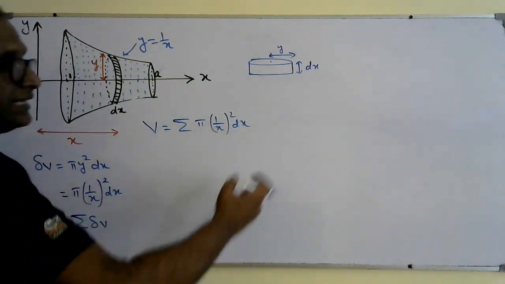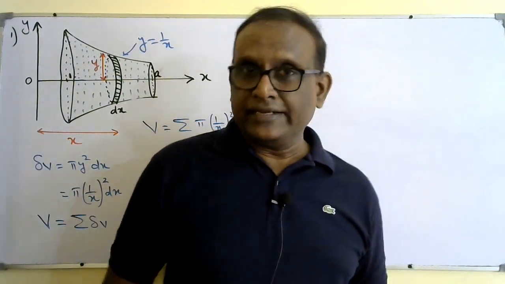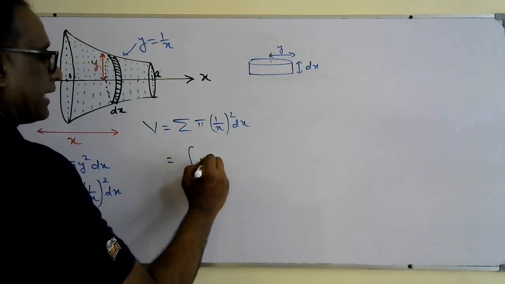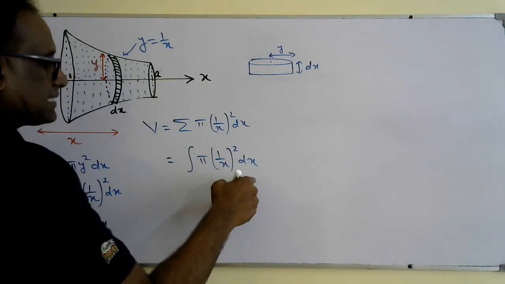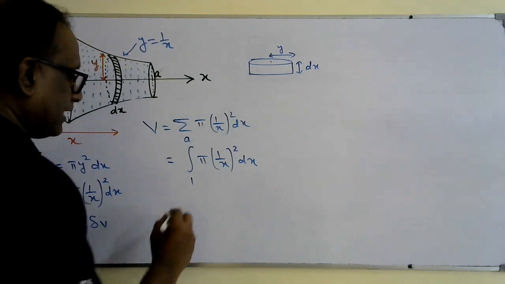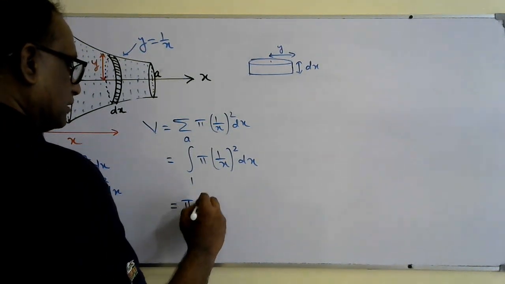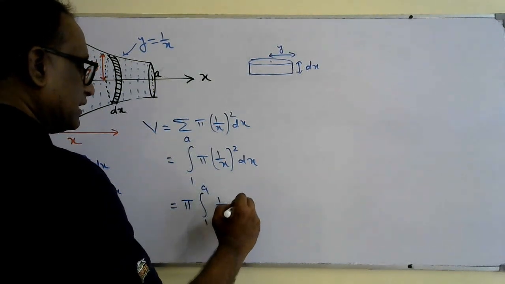And we know that when there is a variable with summation, that means it's going to be an integration. So that will be the integral of pi (1 over x) all things squared dx, with x varying from 1 to a. Solve it, you will get the volume. That's the final answer. So that's going to be pi, integral 1 to a, 1 over x squared dx.